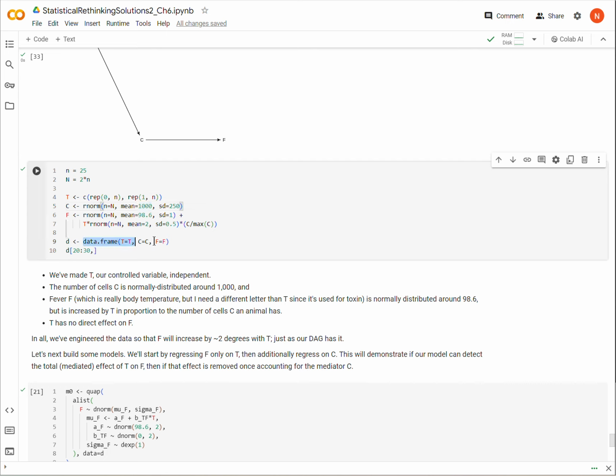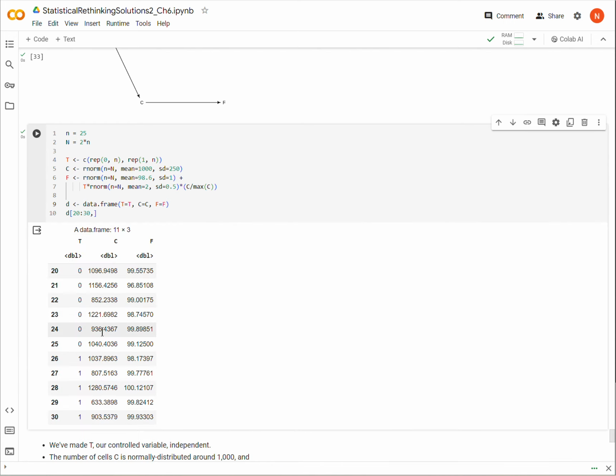Okay, so I wrap all that together in a data frame, and we can just look at a few of those entries. Again, I have toxin. These animals are not getting toxin. These animals are. Here is the cell number across these different animals. And then here is the body temperature across these different treatments, for these different animals.